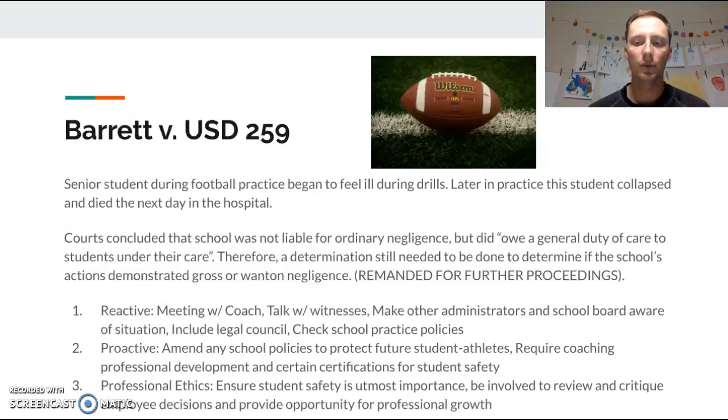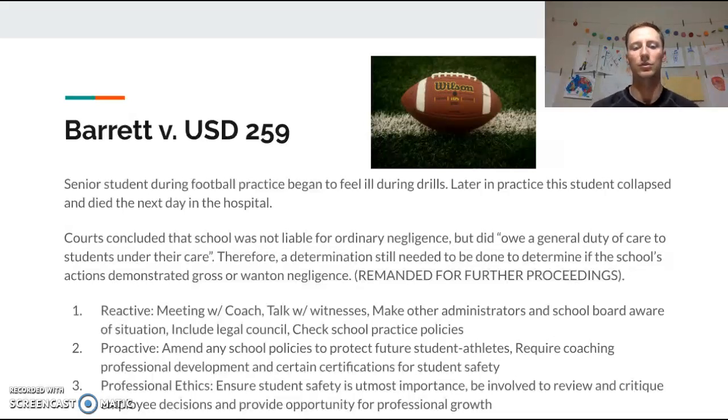And then also I would require coaching professional development to happen, and that can be through certain certifications for student safety. I know CASHA offers a lot of certifications through the National Federation of State High School Associations. For coaches, I believe we're required to have concussion certification, and I know in football they have certain certifications for heat, things like that.